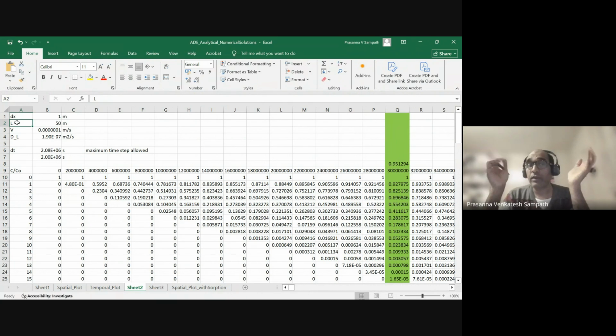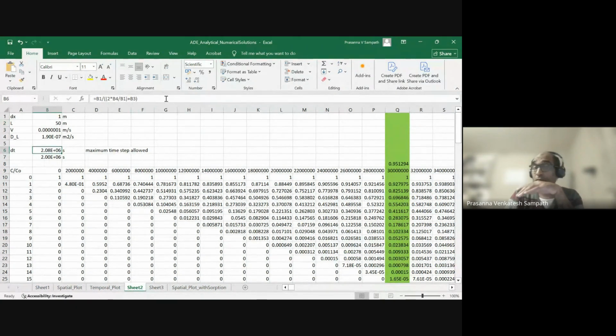Remember, at x equal to infinity, concentration is supposed to be 0. But in this case, I'm choosing a domain of size 50 meters because you have to pick some finite size for the domain. You can't just say you'll compute up to infinity, because physically it's not possible for us. So all the parameters are there.